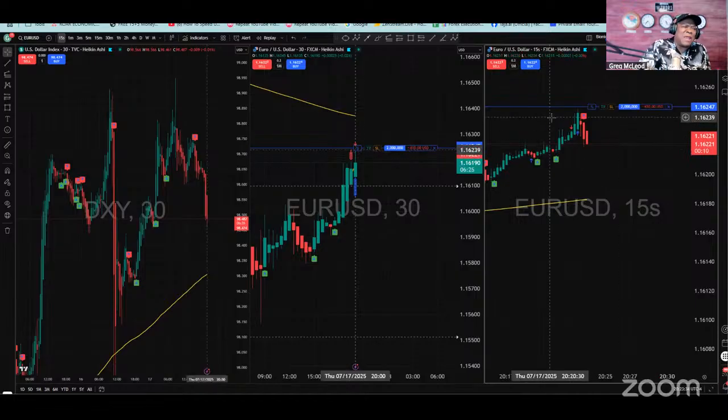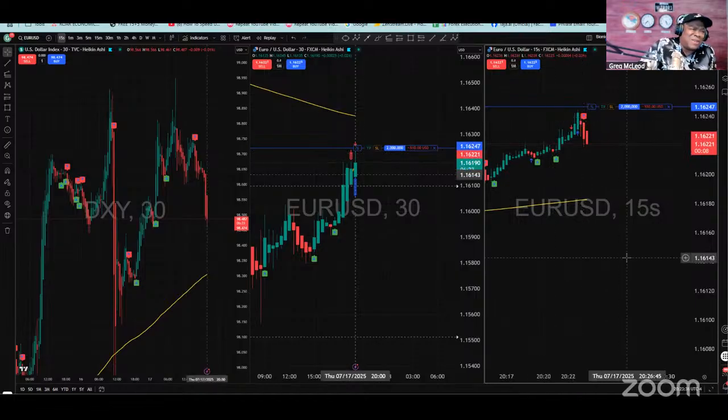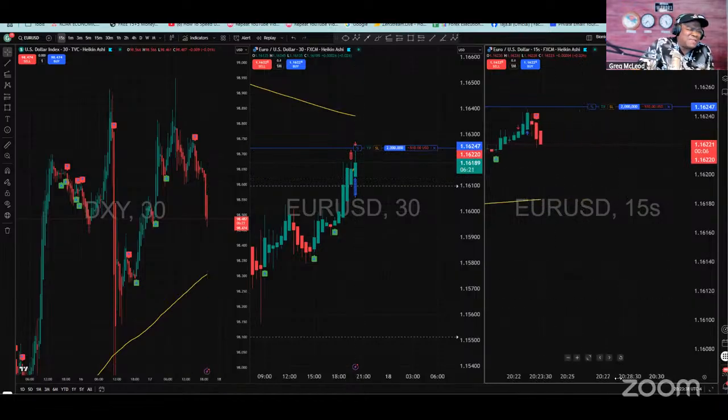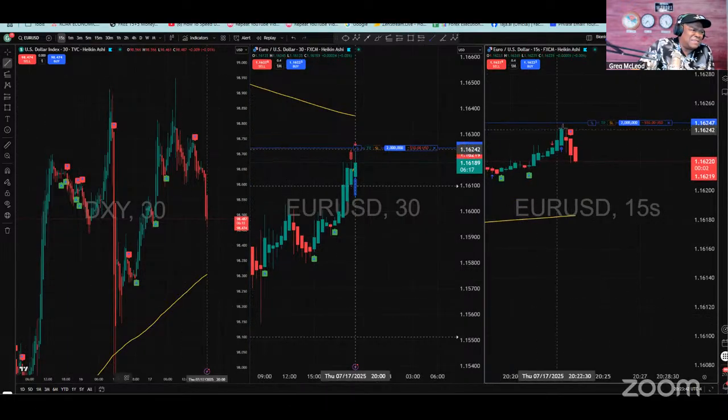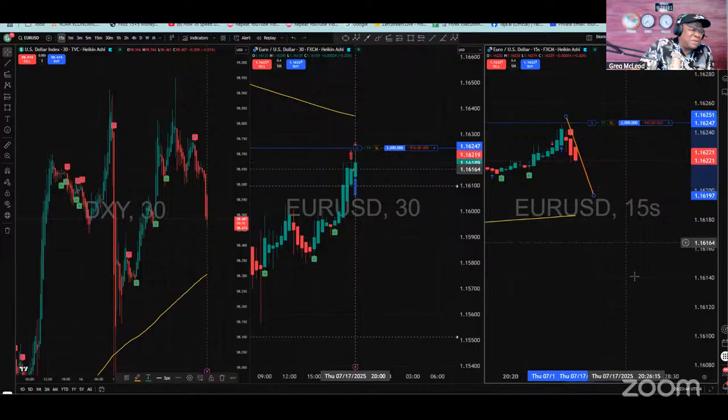Well, I gave you a red arrow. Oh my God, I got long at the red arrow. See, you can mess it up. It's still pilot error because it said red arrow, right? But it's a short-term signal. Oof. Wow. Come on.